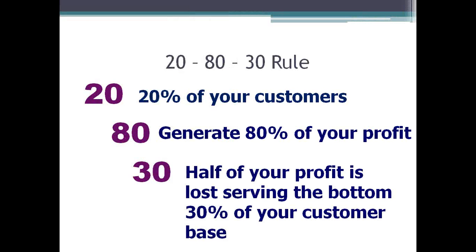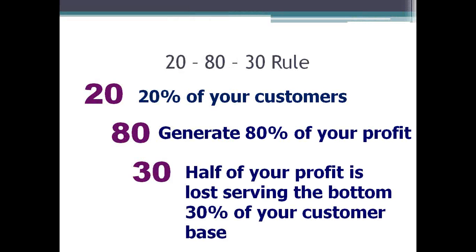Remember the 20-80-30 rule. It used to be the 20-80 rule, which it still is, but I just threw in the 30 here to give you another thinking process today. 20% of your customers are going to generate 80% of your profits. It's amazing how this number just really never changes. It's just shooting through a keyhole. So always remember that.